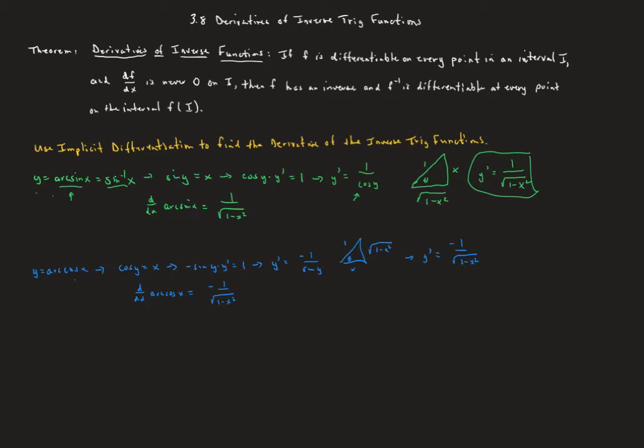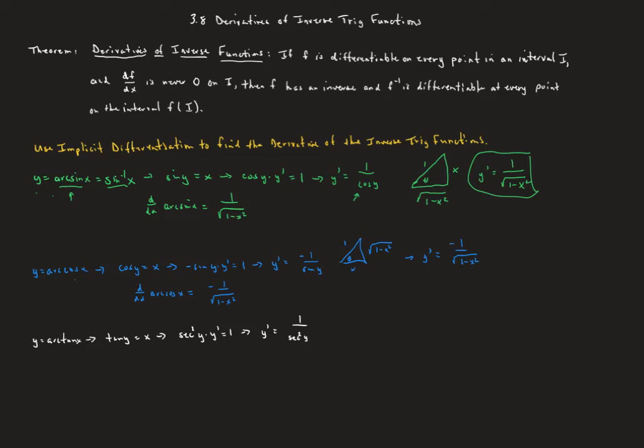Okay, so then we can move to our arctangent. So y is going to be an arctangent of x, and again we'll take the tangent of both sides and get tangent of y is equal to x. We'll do our implicit differentiation and get secant squared y times y prime is equal to 1. Solving for y prime is going to get us to 1 over secant squared y.